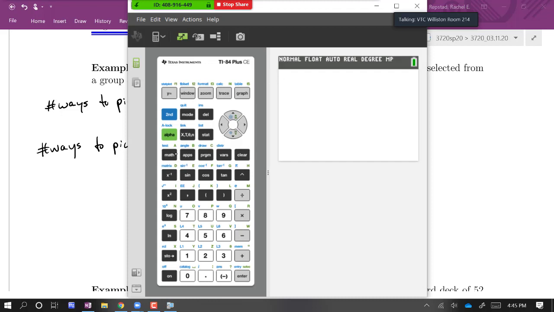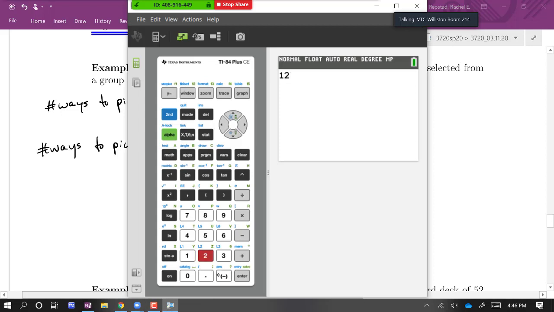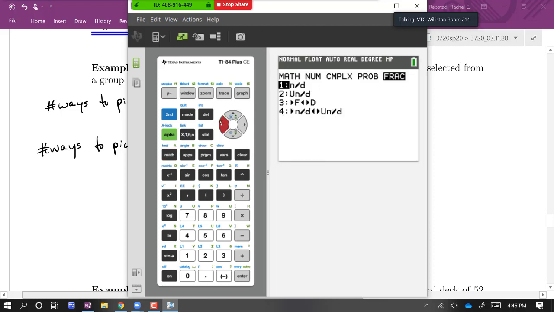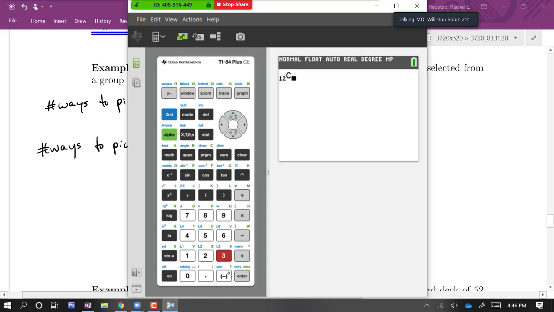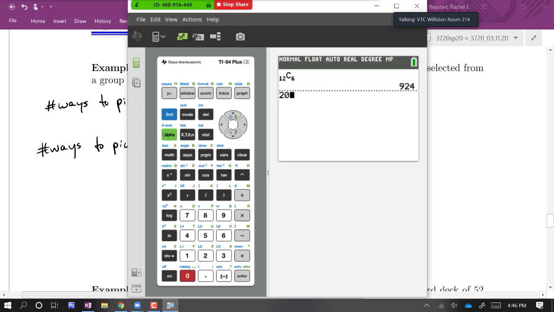It's in the same menu as the factorial is. So if I want to compute 12 choose 6, I hit the first number, 12. Now I go to the math menu and over to probability. And then the third option is nCr. That's n choose r. And then I put the other value, which was 6. And that gives us 924. Similarly, 20 choose 8 is 125,970.